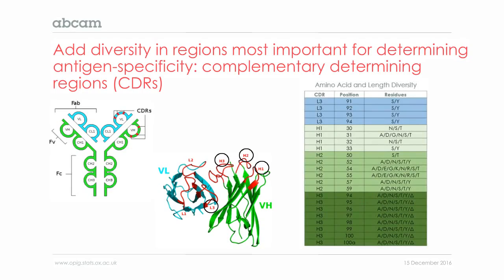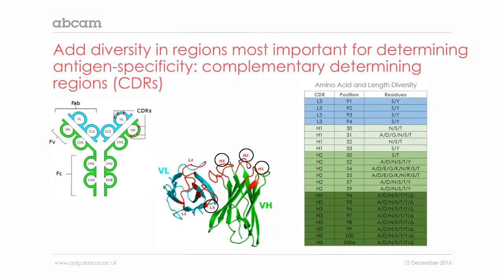So this table shows the amino acid diversity in our library. In CDR L3, we only varied 4 positions by 2 amino acids. We introduced either a serine or a tyrosine in these 4 positions. However, in the other CDRs, we had increasing amino acid diversity. And additionally, you'll note in CDRH3, there's a delta symbol. This represents a random deletion of that position.